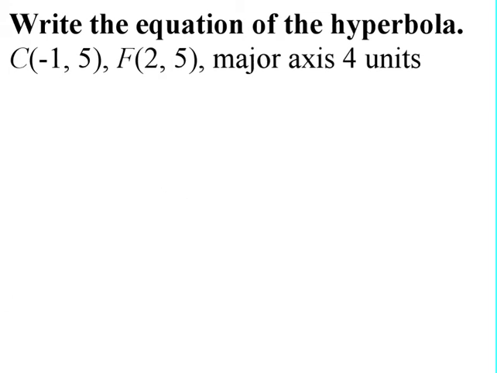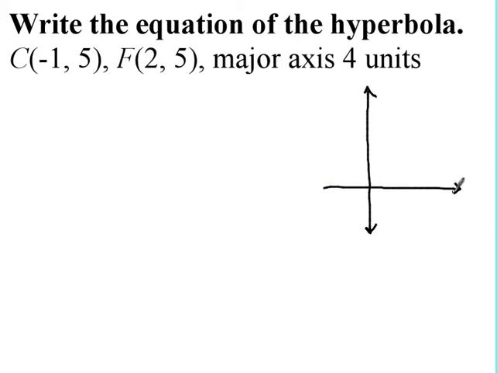Okay, so today we're going to be writing equations of hyperbolas, and so up here on the board you're going to notice this is the second part of section 7.3. It says write the equation of the hyperbola. They tell us that the center is at -1, 5, the foci is at 2, 5, and the major axis is 4 units long. Okay, so the center is at -1, 5.